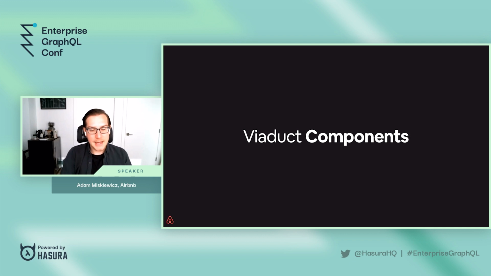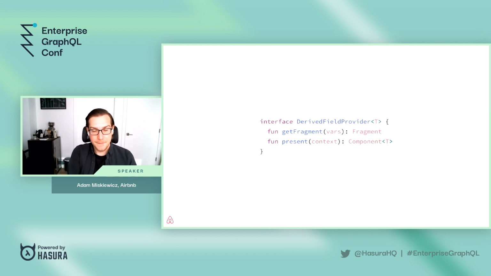Viaduct Components are like React and Relay for the backend, but instead of vending DOM nodes in the browser, they vend JSON that can be consumed by our front-end frameworks. Components are built on top of the derived field provider framework I was just mentioning. They're similar to DFPs. They have a getFragment function that allows them to fetch data from the graph, but instead of a resolve function, they have a present function, allowing us to build a nested hierarchy of components, each with their own data needs. We can resolve this data in the same way as we resolve data for derived field providers, and then present the UI through the API.